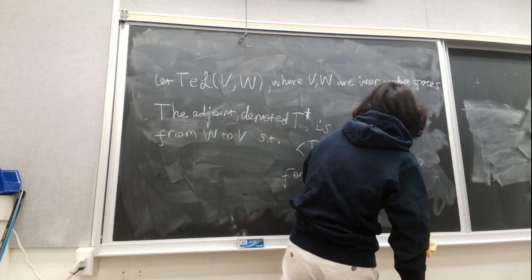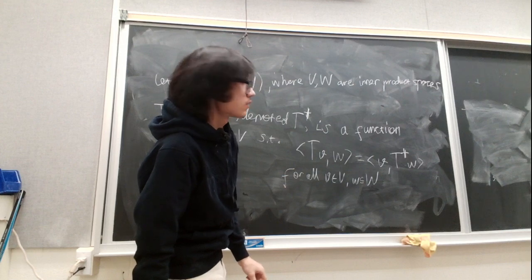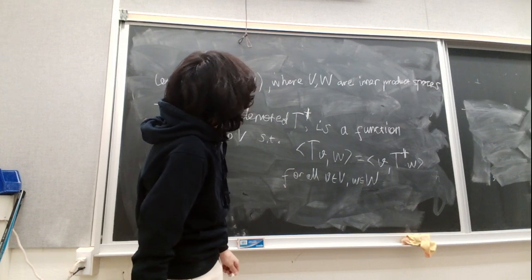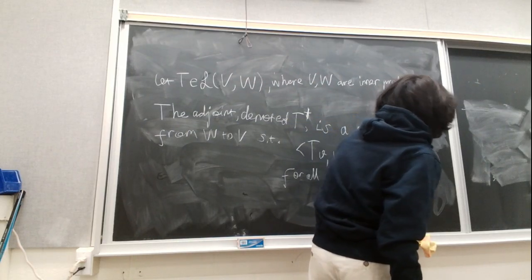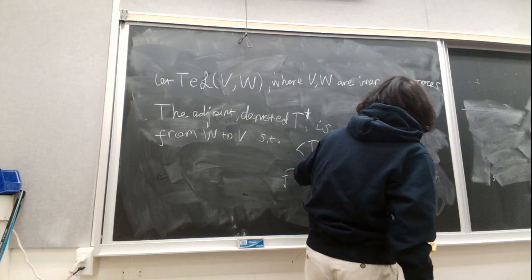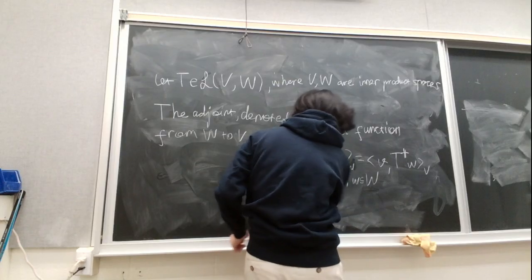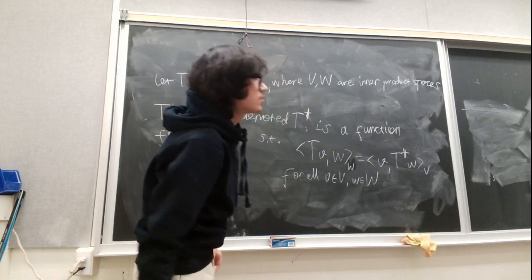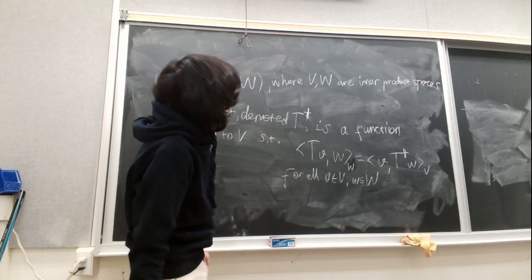Small comment: use maybe a different color chalk and put subscripts on the inner products to point out that one of them is in V and the other one is in W. This one, Tv with w, is in W, and this one is in V. Yes, that's correct.